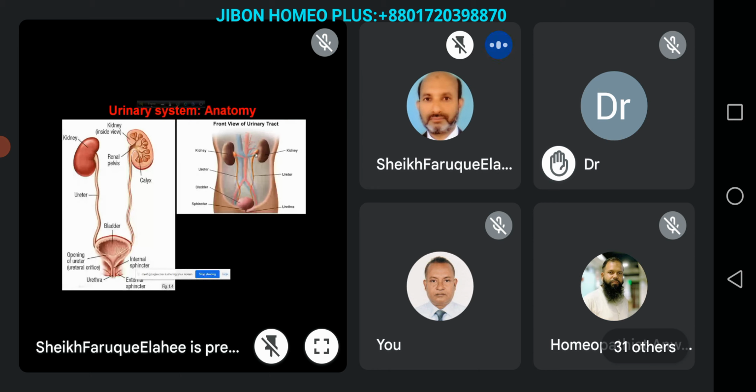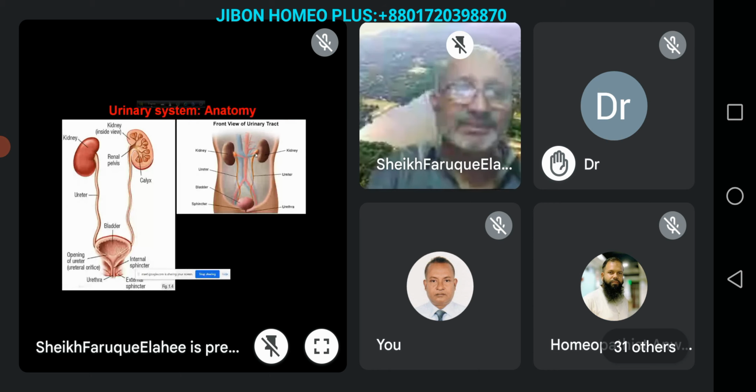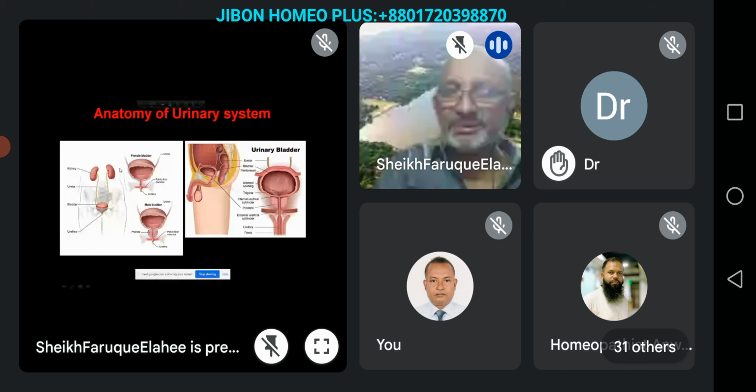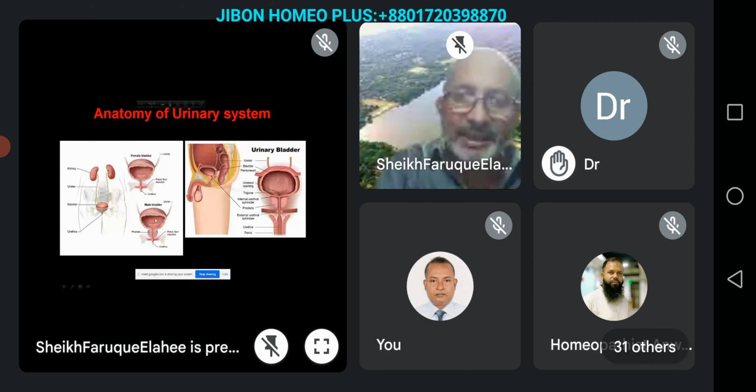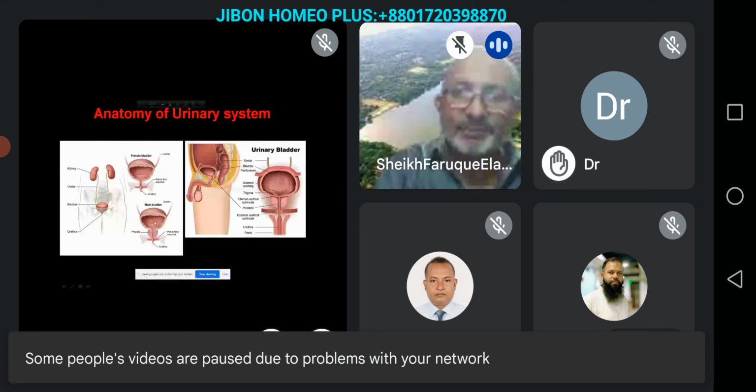There is another picture you can see, showing the relation of the organs. The bladder stays in the pelvis, and the two kidneys are beside the lumbar vertebra on the back. This is the female urinary bladder, and this is the male urinary bladder, and I believe you can see there is some difference.